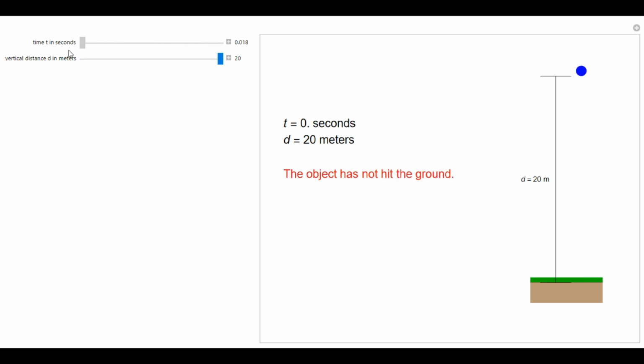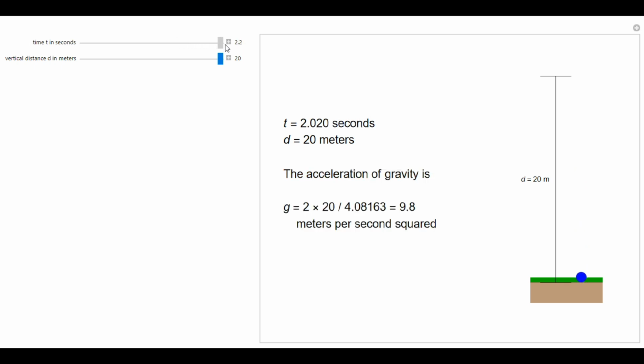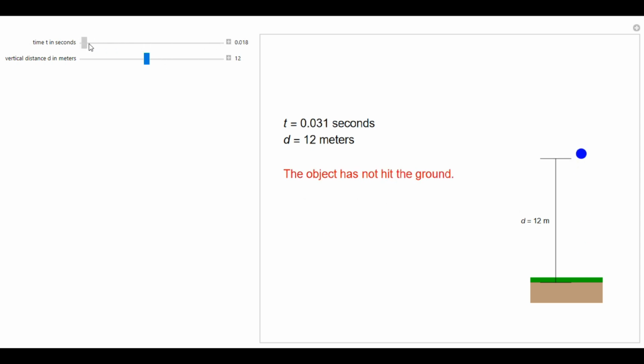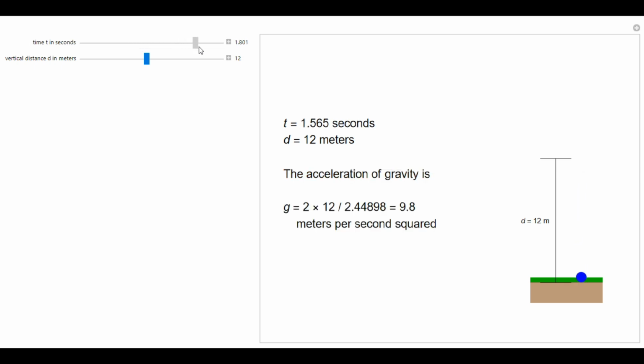Follow these steps. 1. Measure the height from which you'll drop the object. 2. Drop the object and time its fall. 3. Use the formula g equals 2 times d divided by t squared to calculate gravity. 4. Compare your result to the accepted value of 9.8 meters per second squared. This is a fun and educational activity that you can do at home or in the classroom.